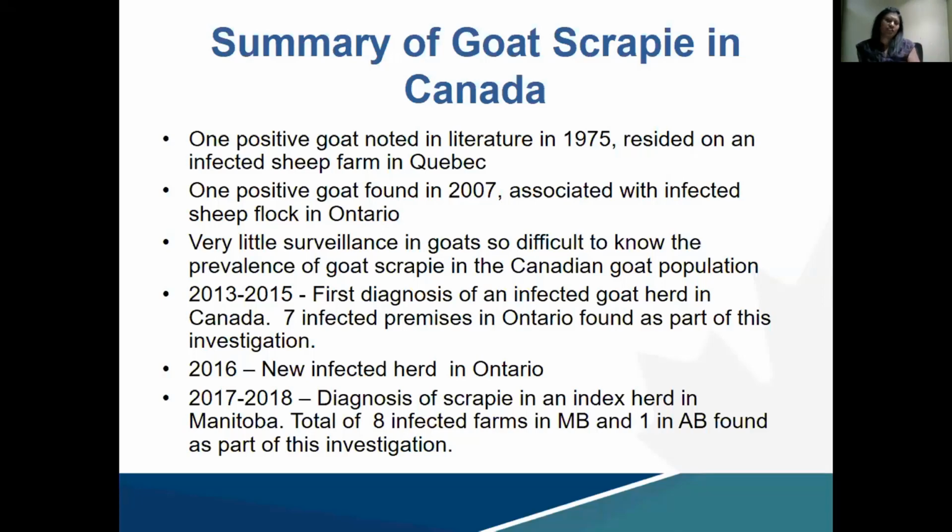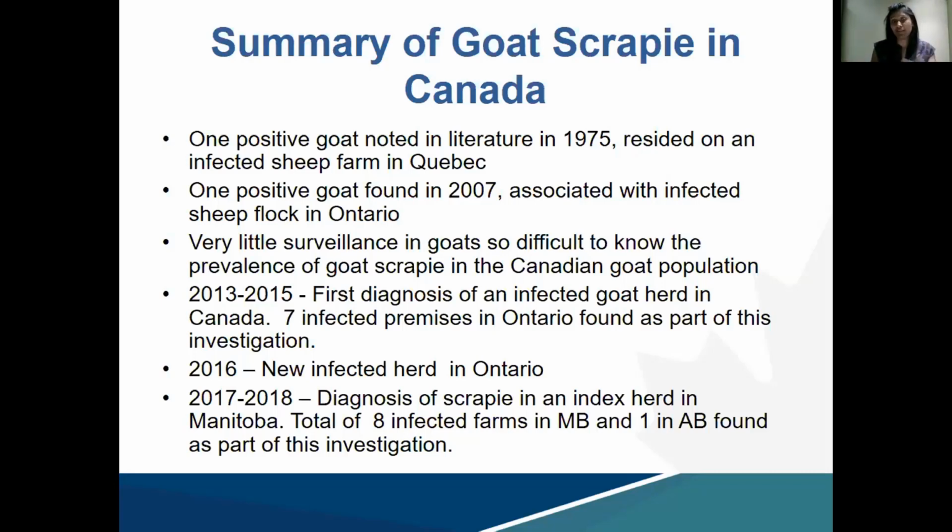And so I just want to draw attention to two sort of niduses of infection in recent years. There's 2013 and 2015. First diagnosis of an infected goat herd, official diagnosis of an infected goat herd in Canada. What we found is that several, in this case 7 infected premises, were found as a part of our trace out investigation. So when we looked at the animals that were moving on and off of this farm, and we did our investigation, what we found is that there are several other farms that were impacted.